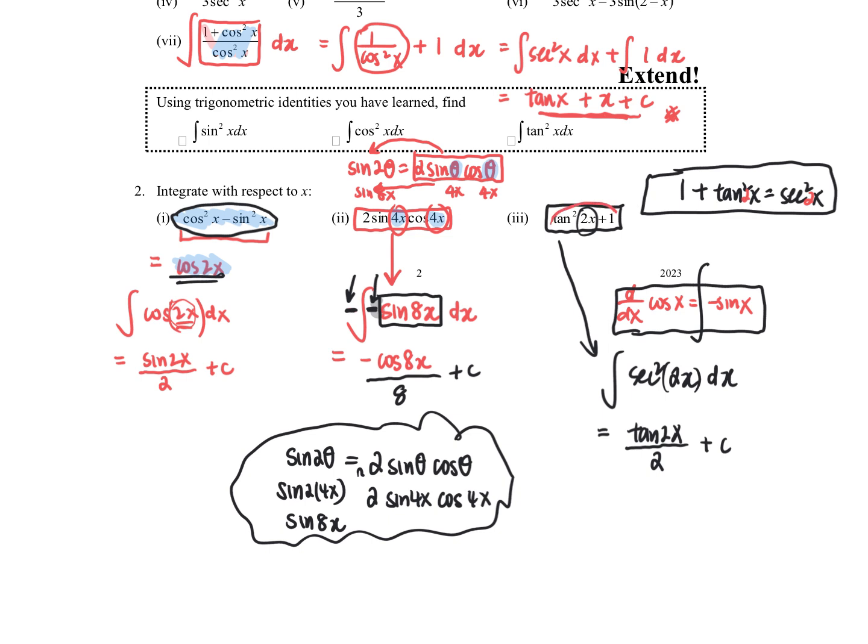No, this thing equals to this one. So you need the one there, then you can change to secant square. If the one was not there, you can't change.